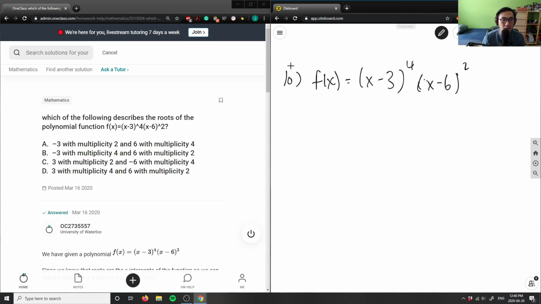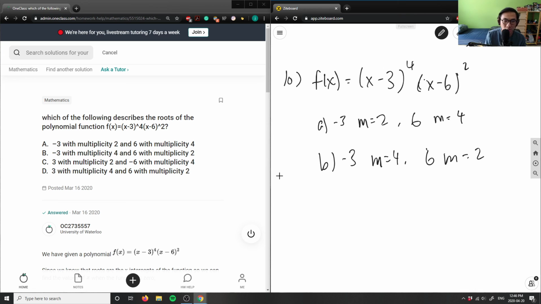So I have these statements here, and they're all talking about multiplicities, right? A says -3 with m equals 2, and 6 where m equals 4. B is -3 with m equals 4, and 6 with m equals 2. This is all multiplicity, simply m. C is 3 with m equals 2, and -6 with m equals 4. And D here is 3 with m equals 4, and 6 with m equals 2.